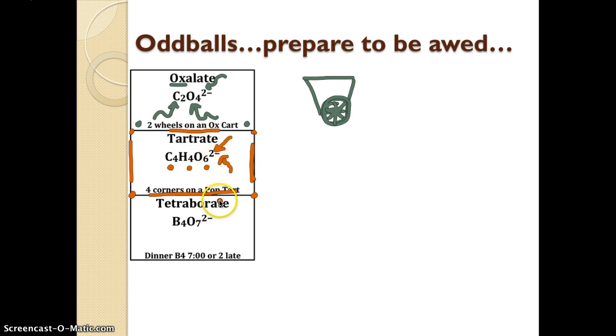Okay, we've got tetraborate now. Tetraborate. Tetra, I'm sure you remember from tetrahedral. Tetra means 4. Okay, so 4 what? 4 boron. So we've got 4 boron here, and then we got a bunch of oxygen.